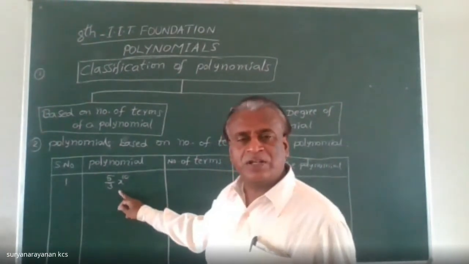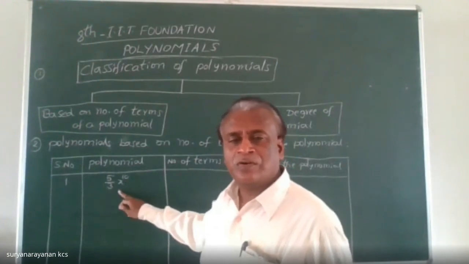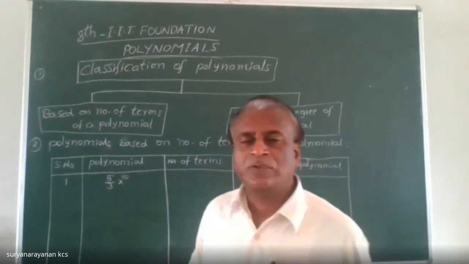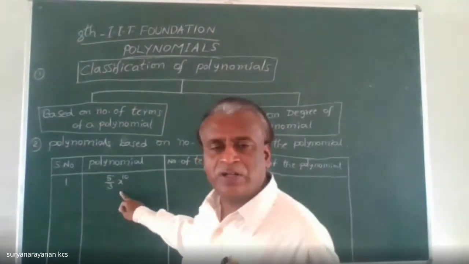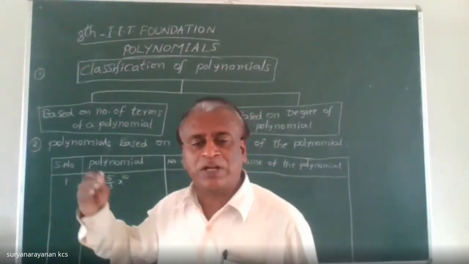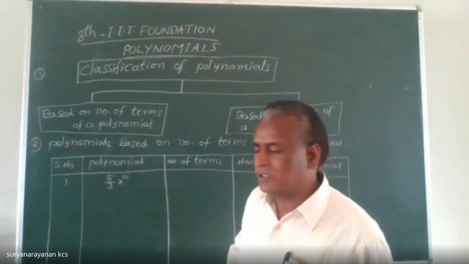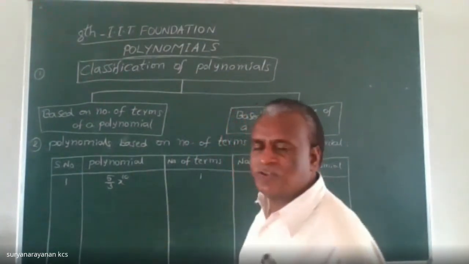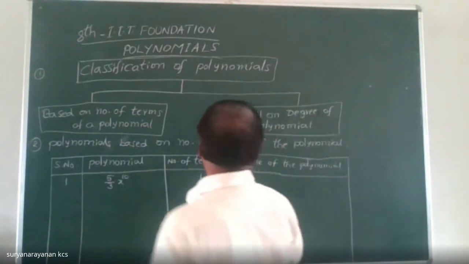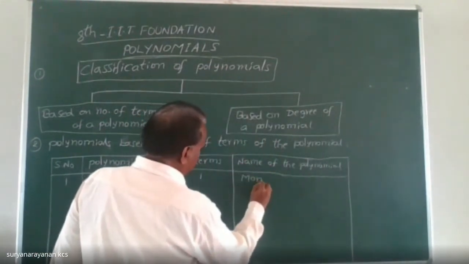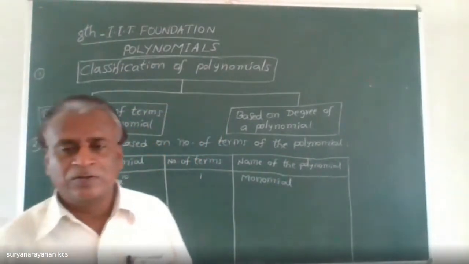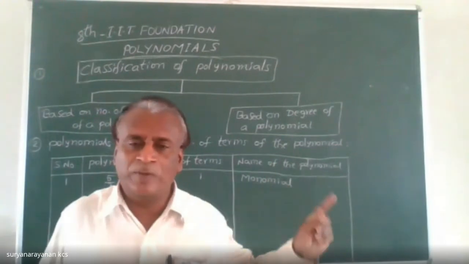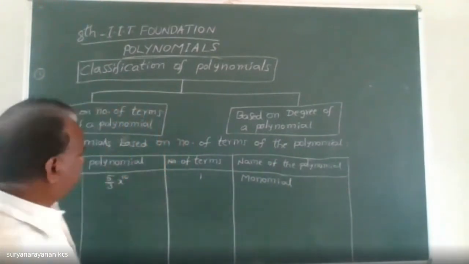Then tell me what is the name of this term? How do you read this term? X power 10. Yes, very good, my dear Benjamin. This term is called x to the power of 10th term. So number of terms in this polynomial is 1. Only 1. So this is called monomial. In any polynomial, if only one term is there, then the polynomial is called monomial.